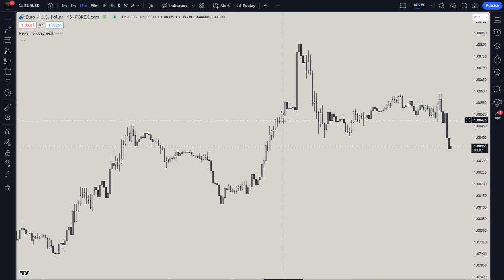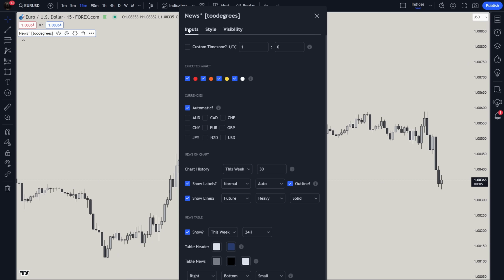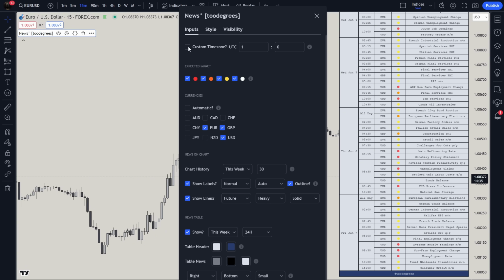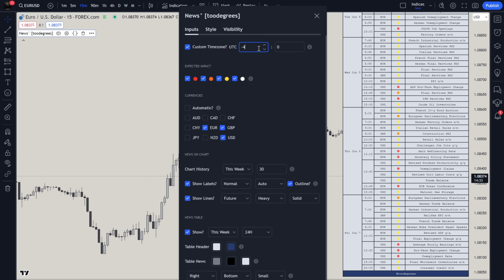So let's go to 15 minutes, for example, and go to the settings. You're going to go with automatic, or you could pick your currency. Let's say I'm going to go with euro and USD. Most of the time those are the pairs I'm trading, EURUSD. You could also add the pound. You're going to go to custom time zone. Also, you could adjust this to -4, and you can go with high impact news, medium impact news, whatever.